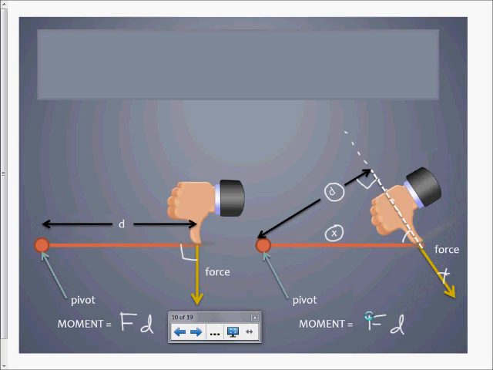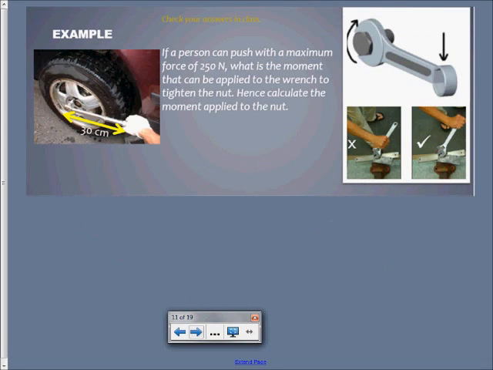In terms of your notes, I think just having written the diagram from the previous page, it is worth just writing down this right-hand diagram there. Let's have a look at a couple of simple examples then. A 250 Newton force being applied to a wrench, a spanner, trying to tighten the nut on the wheel of a car, and we're asked to calculate the moment.